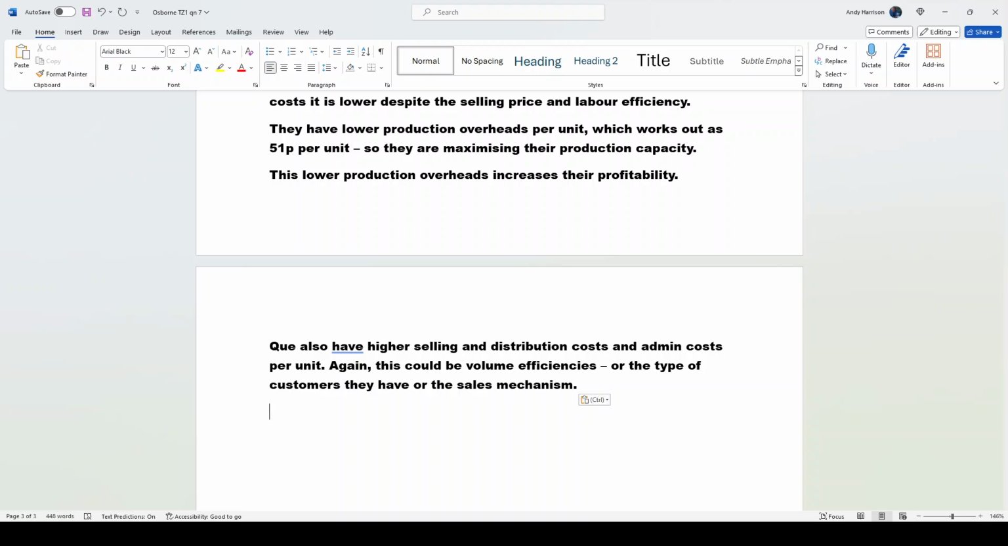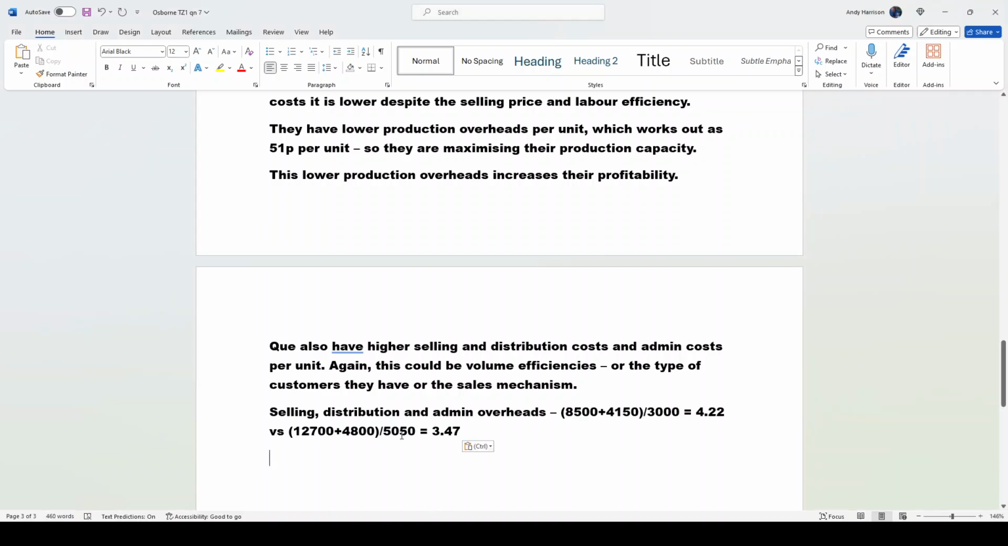Alright, so we've done that one. Next little bit then. Oh yeah, if you've got the time, you could just put the numbers in. I'm just going to put the full calculations in. It's always good practice. Selling and distribution, I've added them together, works out at £4.22 per unit instead of £3.47 per unit. So it's quite a difference there.